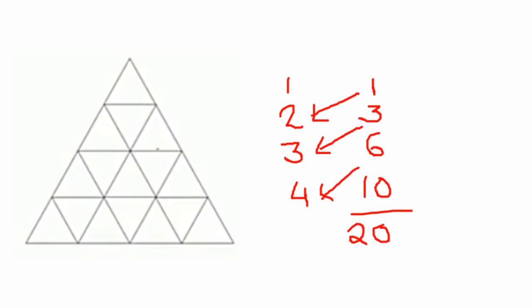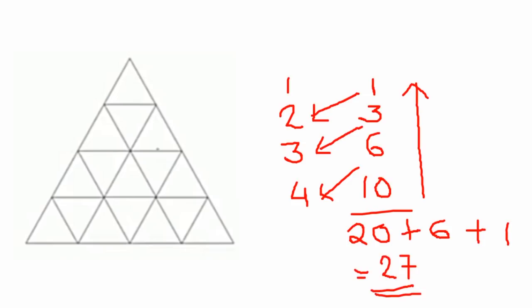Then what you have to do is just look from the bottom. Leave the first number, then add the alternate numbers. That is, you have to leave 10, add 6, plus leave the next number, then add the next number, that is 1. So you will get it as 20 plus 6 plus 1. That is 27 triangles are there.